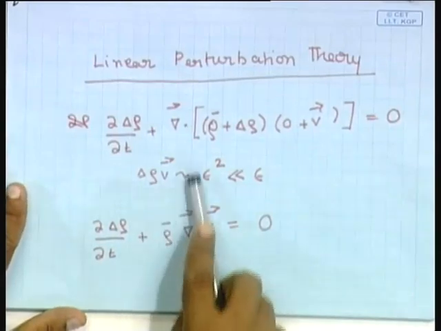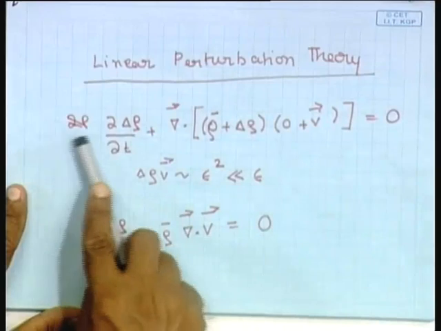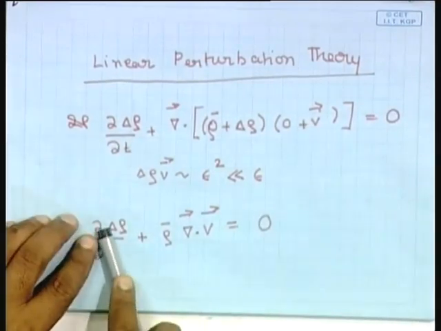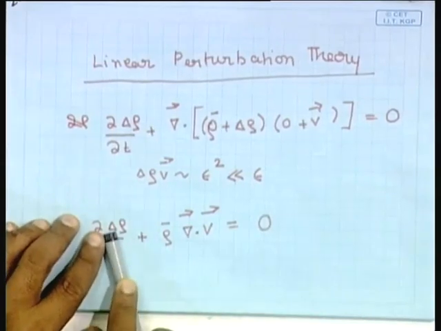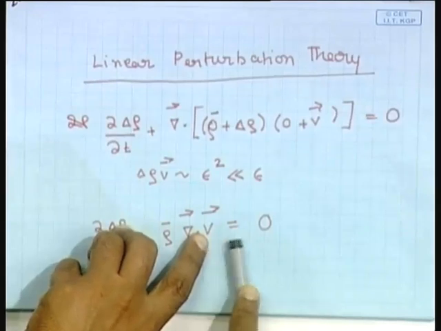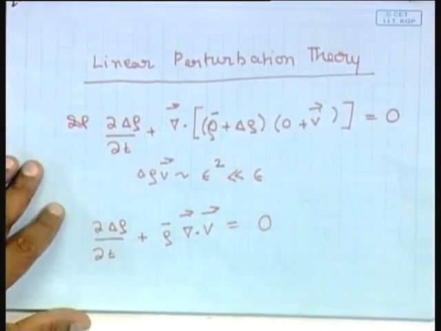All nonlinear quantities are assumed to be small, whereby we can linearize this equation, and we have the time derivative of the density fluctuation plus rho bar into the divergence of the small velocity fluctuation equal to 0. This is the linear continuity equation.